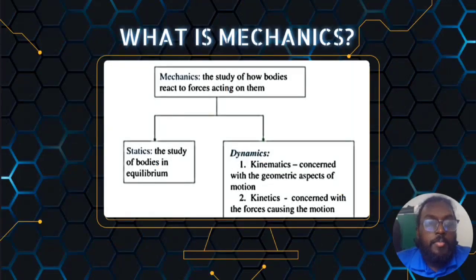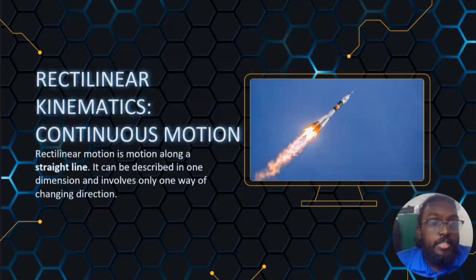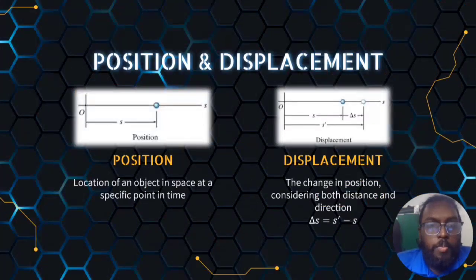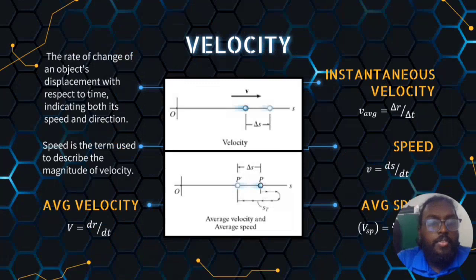What is dynamics? Dynamics is a combination of static and dynamics, which we can divide into kinematics and kinetics. First, continuous motion. Position is the location of an object, and displacement is the change in position. Velocity is the rate of change of object displacement with respect to time. There are several important formulas, which are average velocity, instantaneous velocity, speed, and average speed.